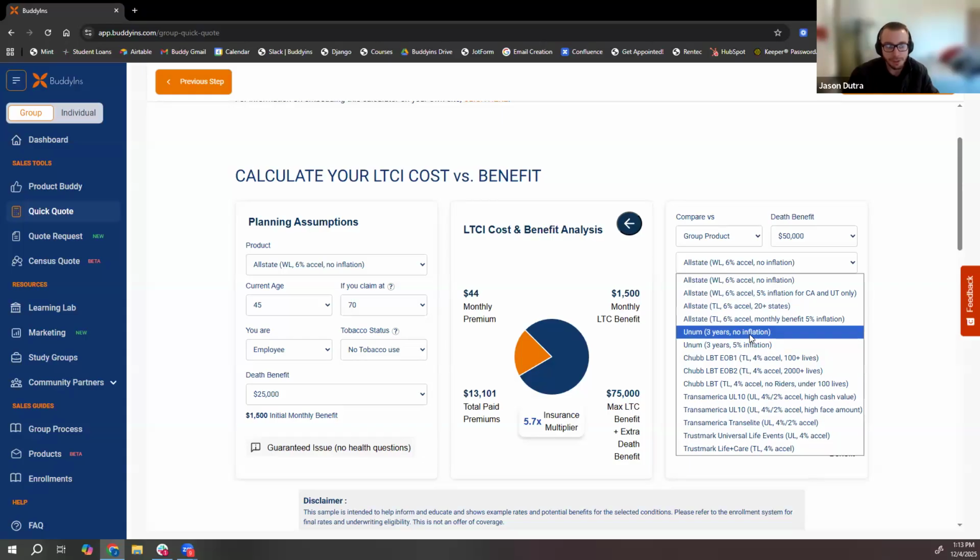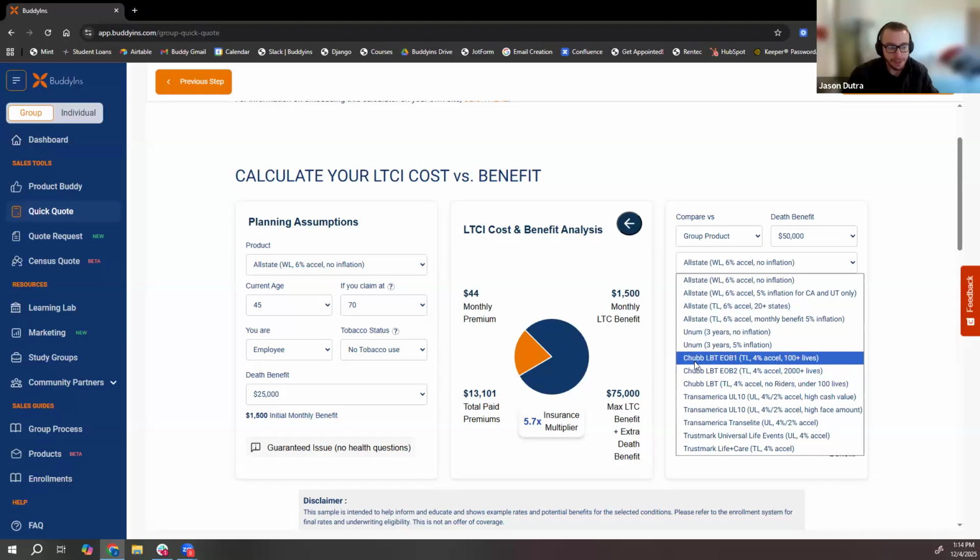So we have their 3-year plan with no inflation, their 3-year plan with 5% compound inflation, so that if you have groups that are trying to make that decision, you can do a little bit of a pricing analysis here, as well as in our census quote. It was recently added to the census quote tool as well.